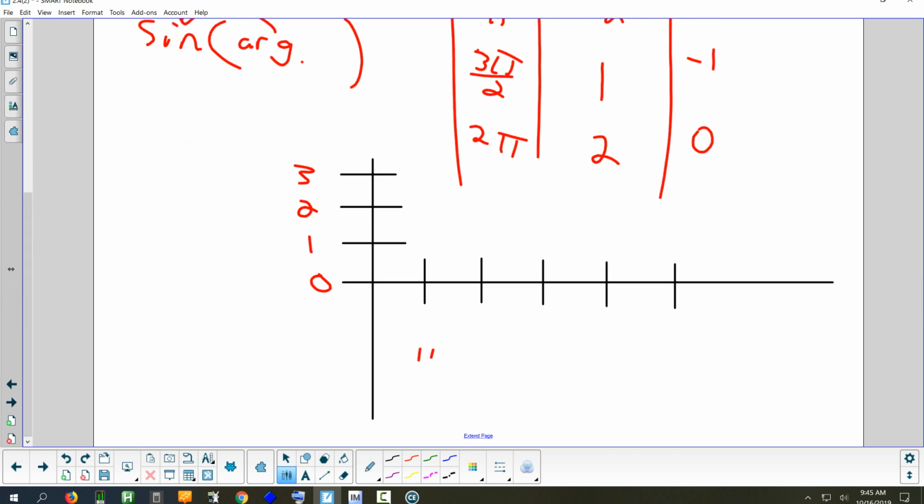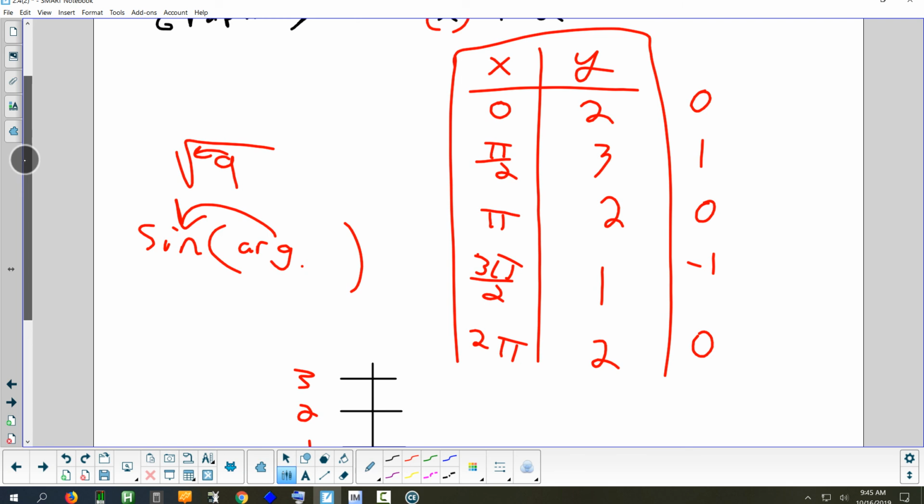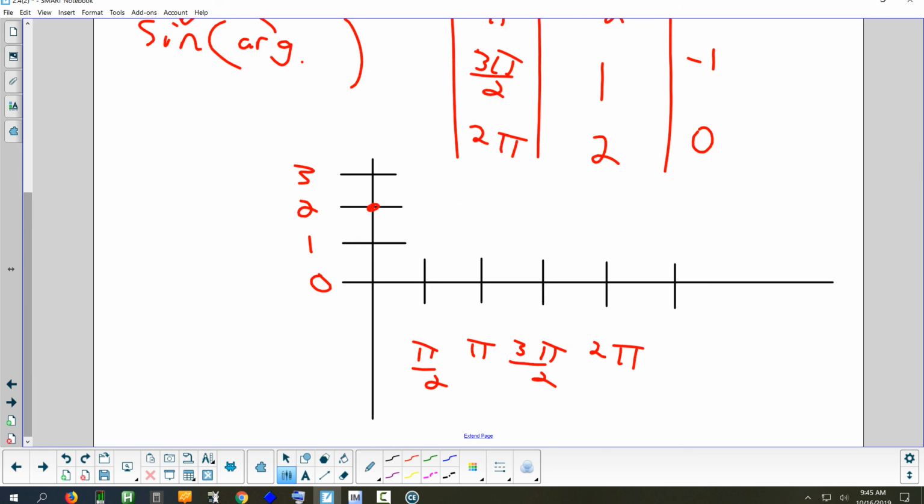Okay, put our labels. Pi over 2, pi, 3 pi over 2, 2 pi. Now if I wanted, I could put those labels right up against the axis here because my sketch is going to be shifted up higher. I'm going to be sketching up in quadrant 1. I'm not going to go below the x-axis at all. So 2, 3, 2, 1, 2. 2, 3, 2, 1, 2. There's your sketch.